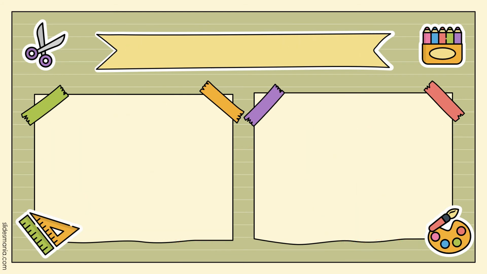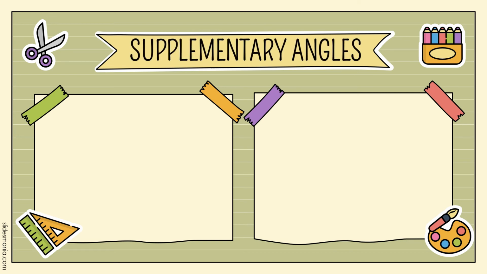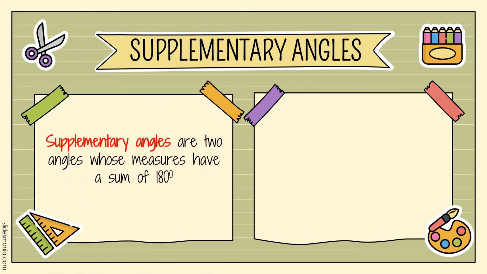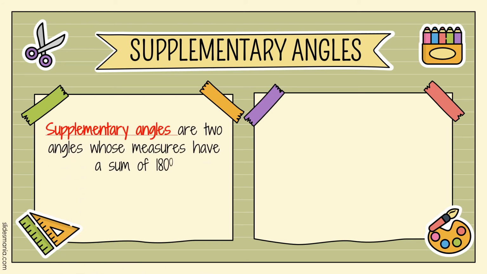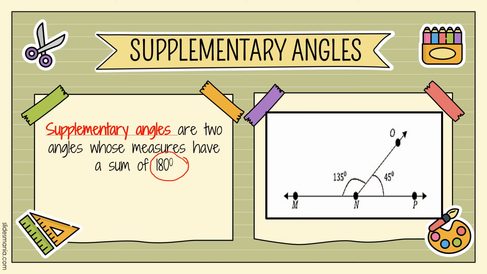Let us now have the next angle pair, which is the supplementary angles. Supplementary angles are two angles whose measures have a sum of 180 degrees. Do not be confused with supplementary and complementary angles. When we say complementary angles, the sum is 90 degrees, but if we are talking of supplementary angles, it is 180 degrees.